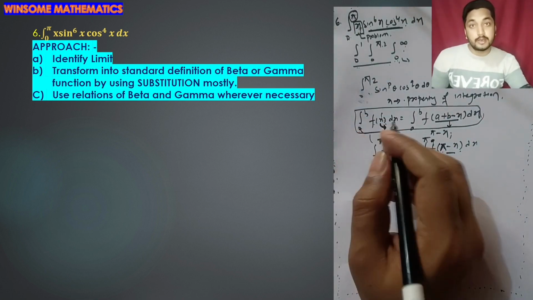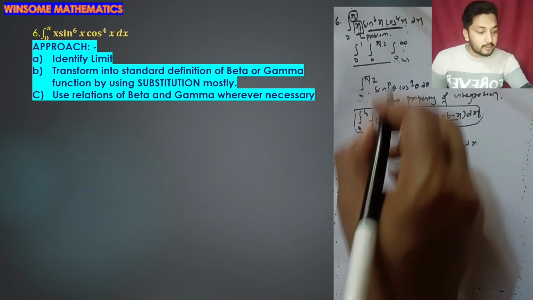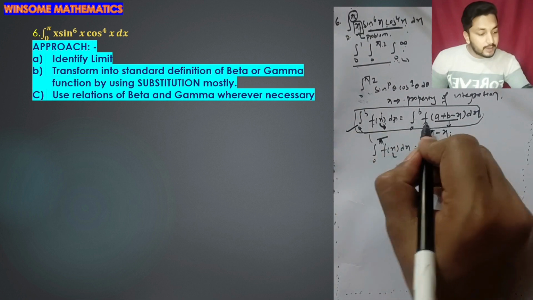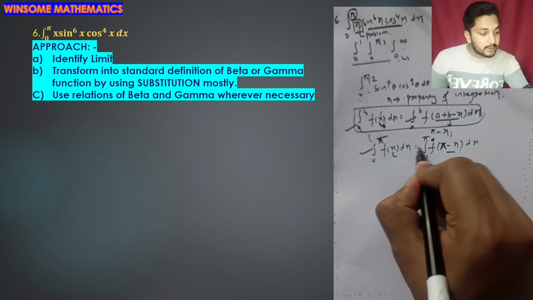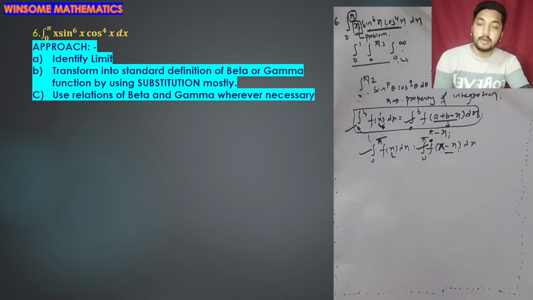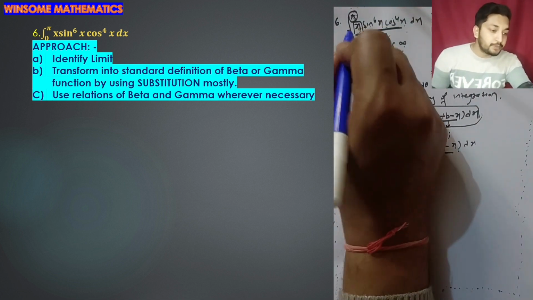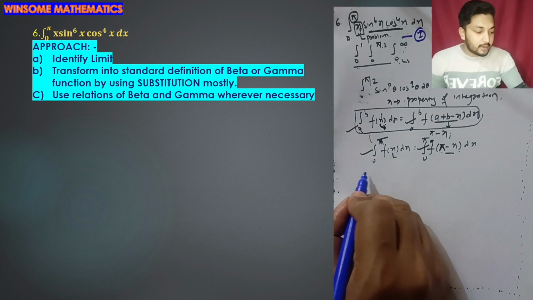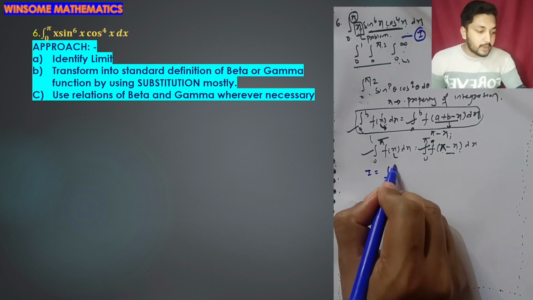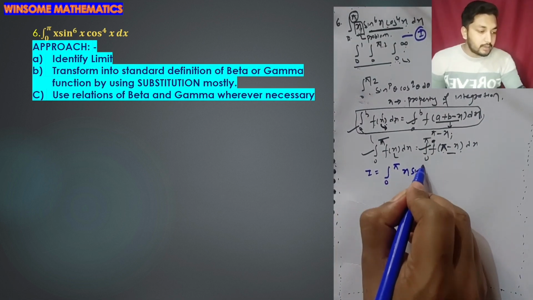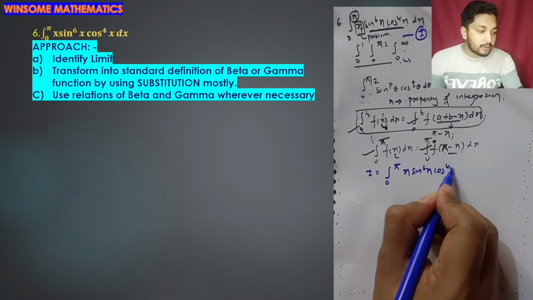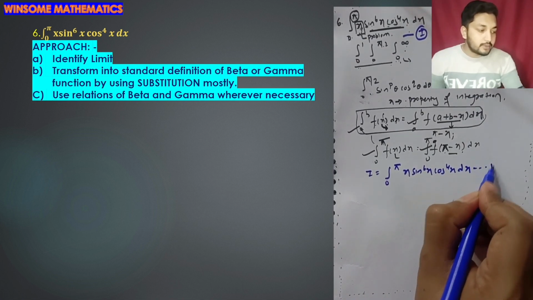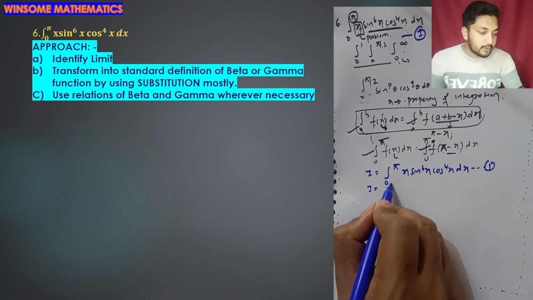Another thing is very clear: both of these integrations are the same. So now, from 0 to pi, let's assume this is I. I is equal to the integral from 0 to pi of x sin 6x cos 4x dx. Let's call this equation 1, and this is equation 2.